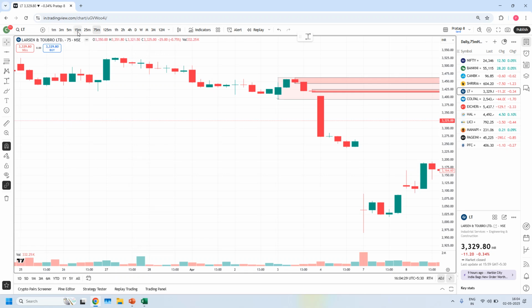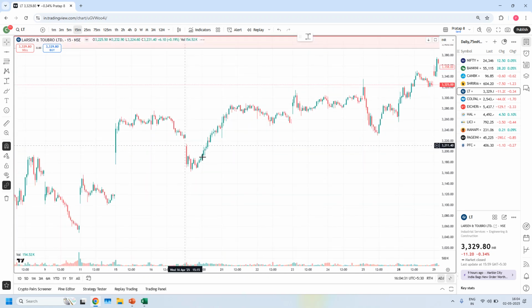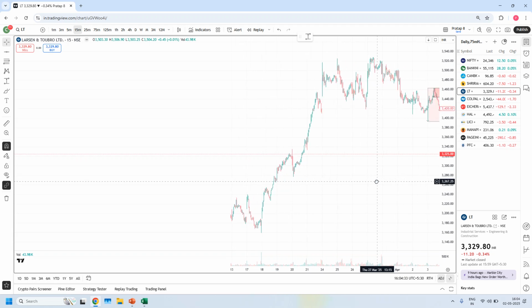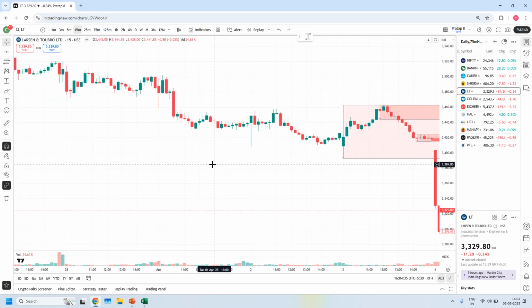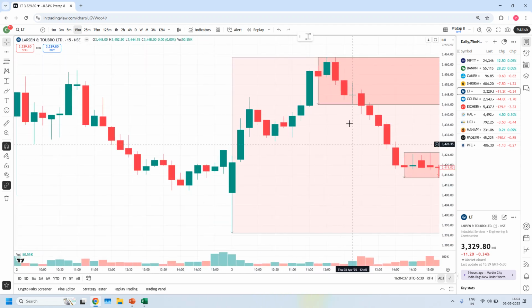Let's go to 15 minutes time frame. First look into the upper one. So here the candle structures are not good. There are no proper leg outs here. So that's why I didn't draw any zone. Not a comfortable structure here.